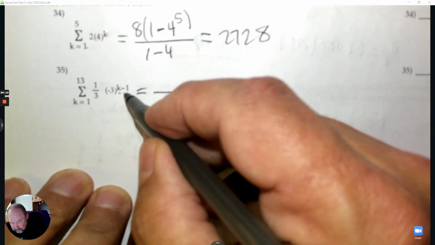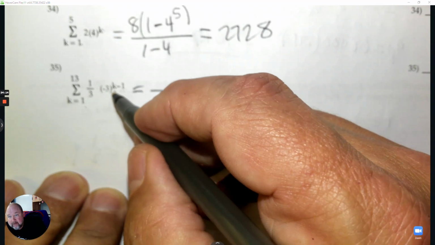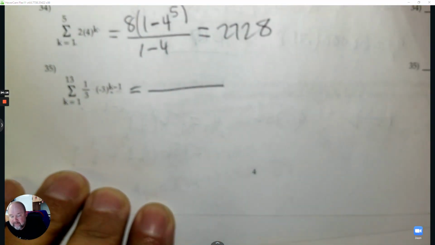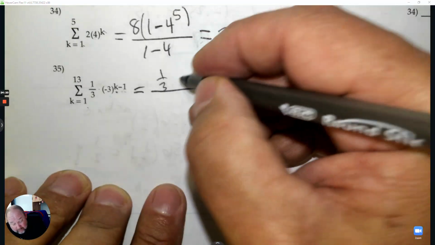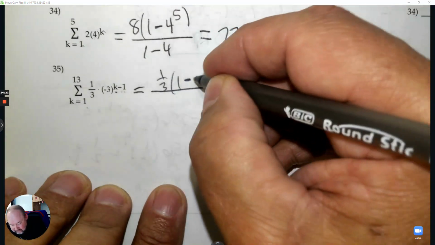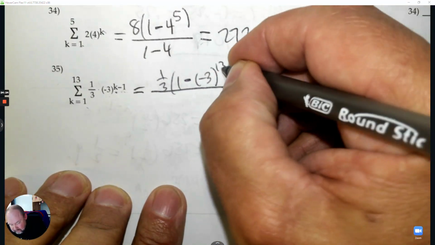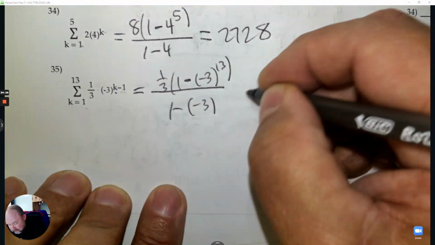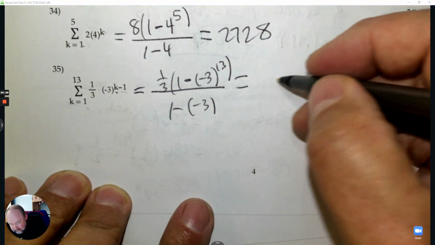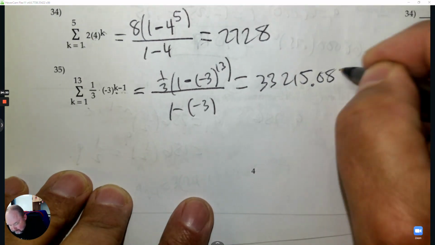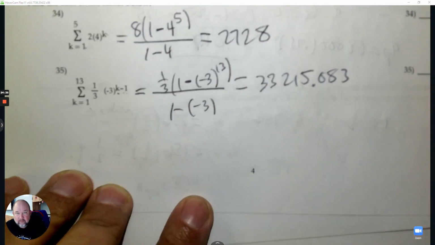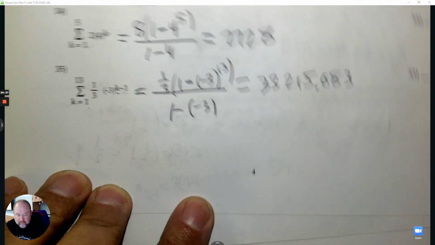We're going to do it again. So we're going to plug in 1. 1 take away 1 is 0. Negative 3 to the 0 is 1. And then 1 times 1/3 is 1/3, so 1/3. And then 1 minus negative 3 to the 13 over 1 minus negative 3. And you get 33,215.083 as an answer. Go for it and try. Turn the page.